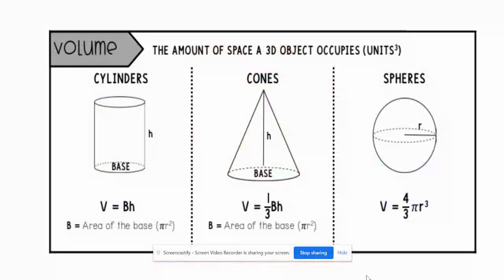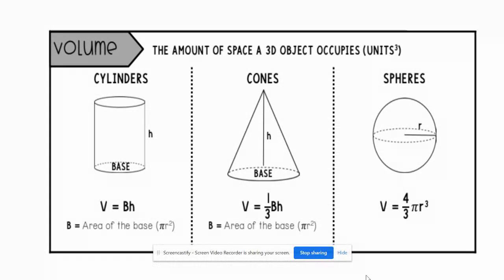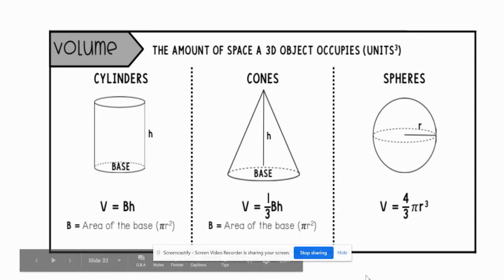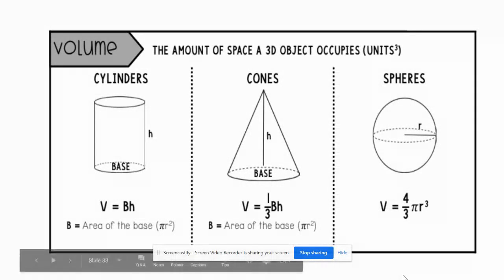We've already looked at cylinders, we looked at cones. Now we're going to take a look at spheres. The formula for a sphere is a little different than what we've been working with. Notice you do not see the big B or the H for height. Instead, the formula is going to be 4/3 pi r cubed, or you may read it as radius to the third power. Remember, volume is the amount of space a 3D object occupies.